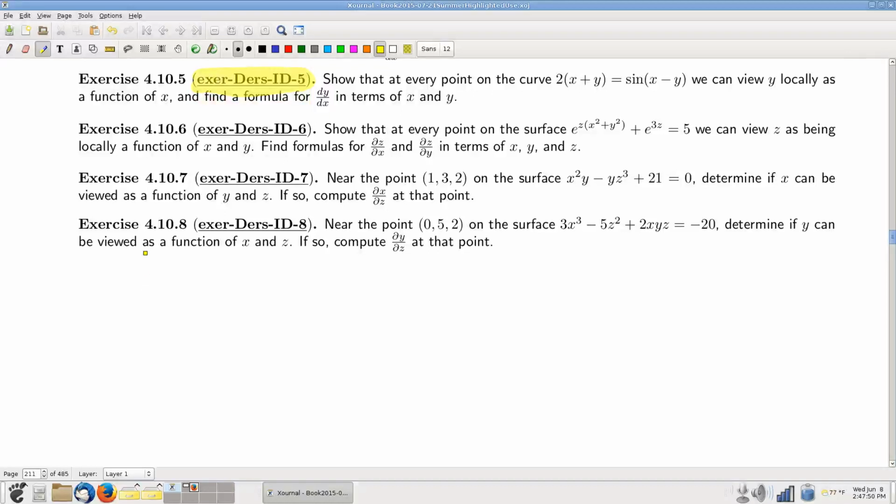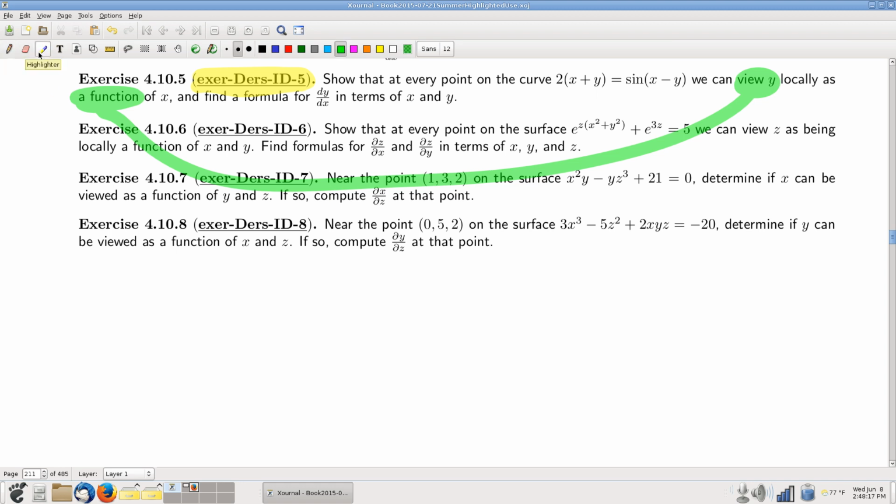Okay, let's see here. So we want to show that at every point on this curve, we can view y locally as a function of x. Let me point out that we want to view y as a function. So that means the first thing I need to focus on is: is y a function of x?